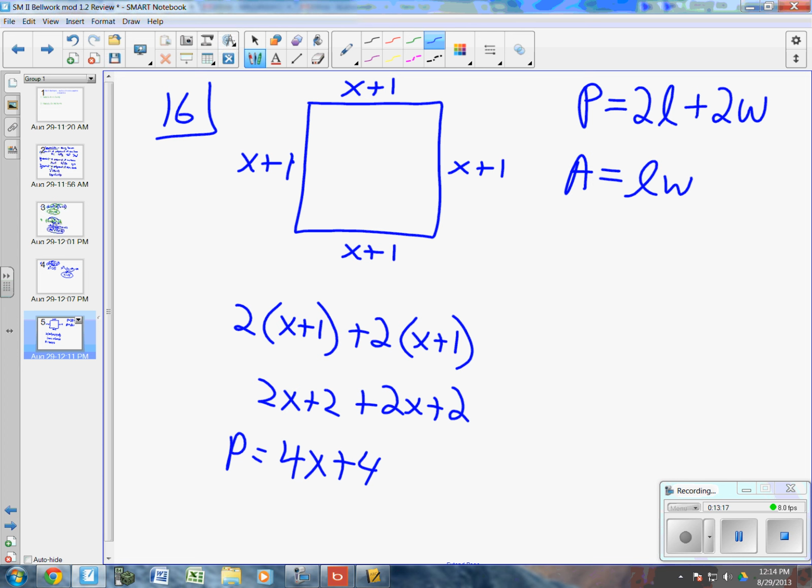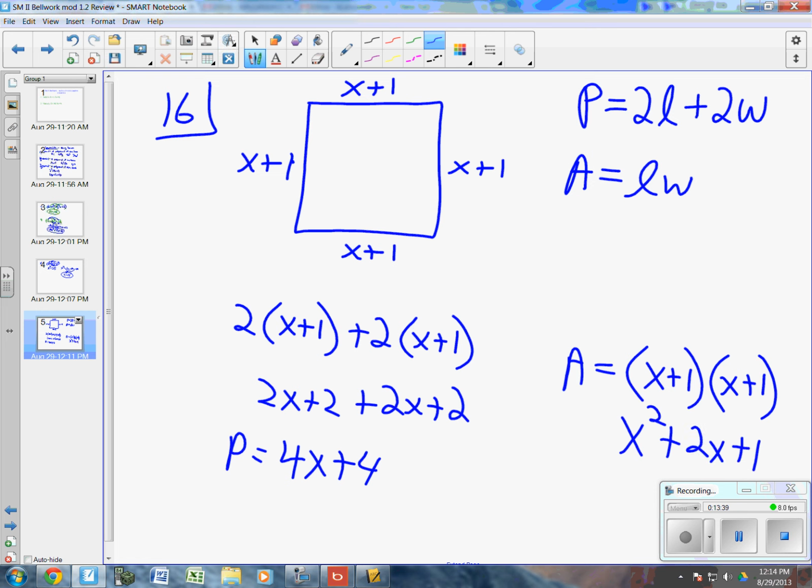Okay? And then the area can be obtained by taking one side and multiplying it by an adjacent side. And that's kind of like the problems we did in 6 through 10, isn't it? 6 through 11, I mean. So I'm going to go x squared. I'm going to get an x plus an x, which is going to make it 2x, and a 1 times 1 is 1. So my answer for the area is x squared plus 2x plus 1.